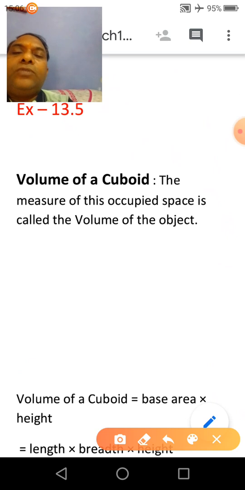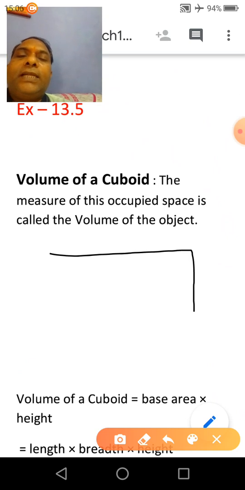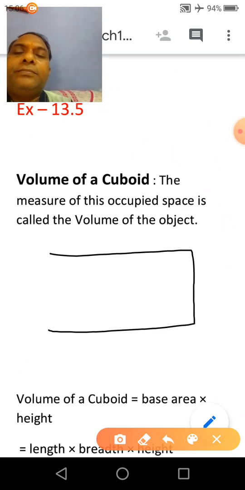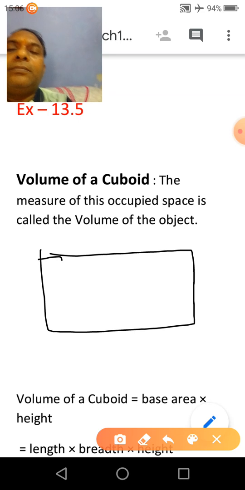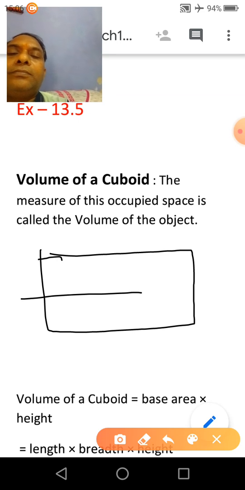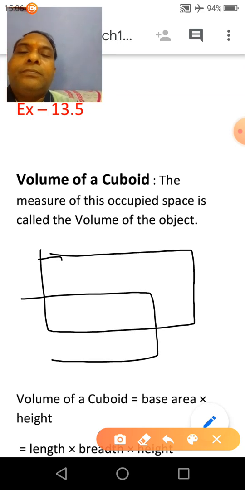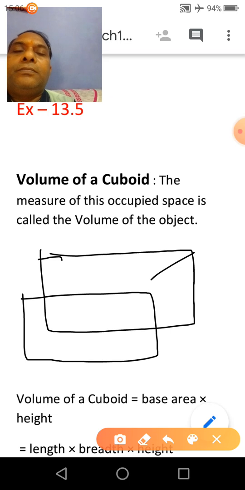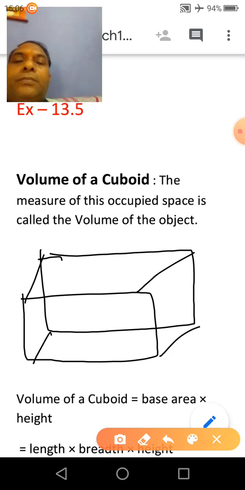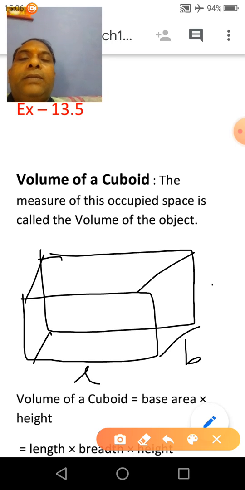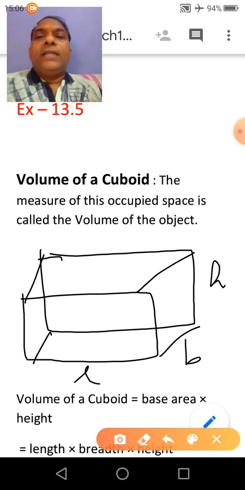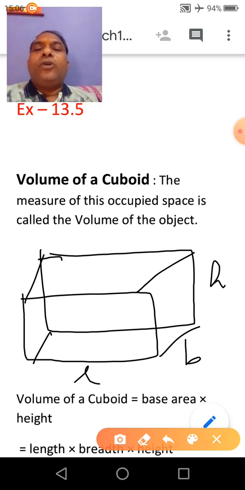So as you know, a cuboid is a three-dimensional shape. Length, breadth and height. So L is the length of the cuboid, B is the breadth of the cuboid and H is the height of the cuboid.